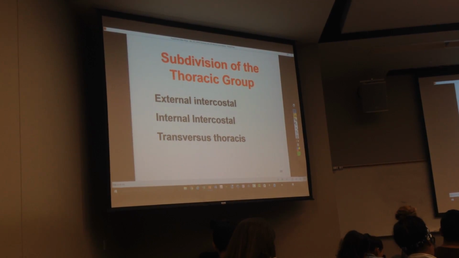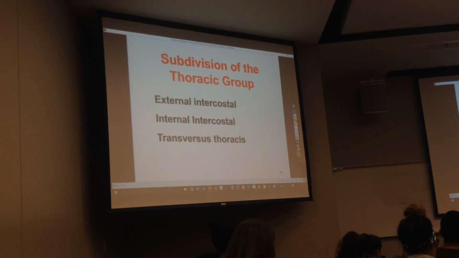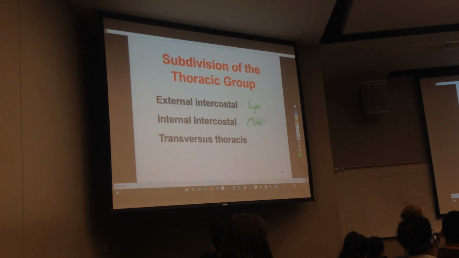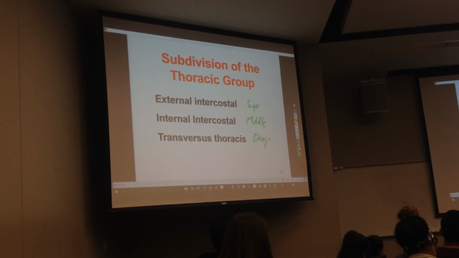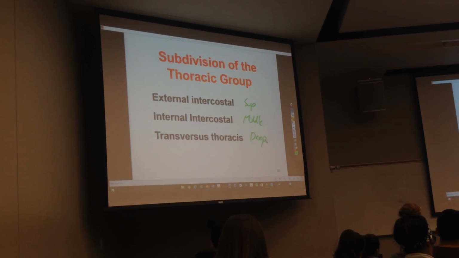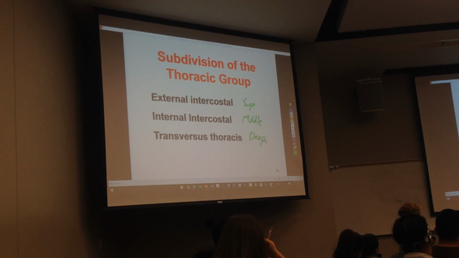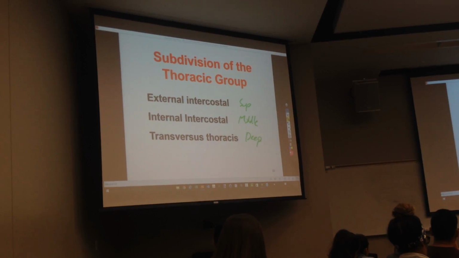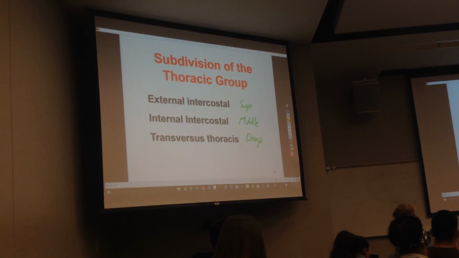So for the thoracic region, all you're going to do is say, well, this is the superficial, this is the middle, and this is the deep. That's it. Or you can say external, middle, and internal, right? But those are your layers right there. Those are the layers that we're dealing with. So essentially, it's the same thing. The superficial layer is the most external.